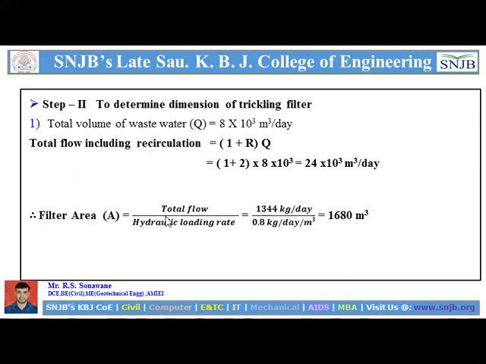We know the filter area, and this is another relation which can be used for finding the area here. Filter area is equal to total flow divided by hydraulic loading. So here we got in the previous slide the total flow 1344 kg per day divided by 0.8 kg per day per meter cube, which is the hydraulic loading, that is equal to 1680 meter cube. So therefore area is equal to 1680 meter cube.